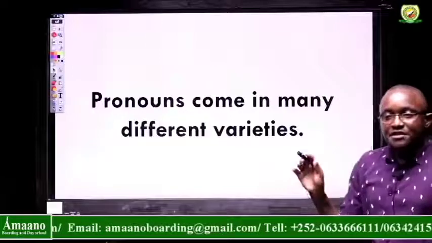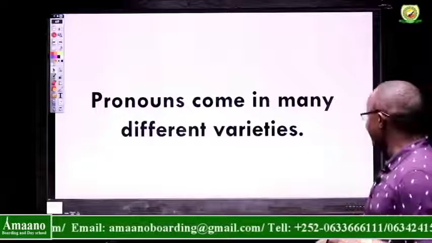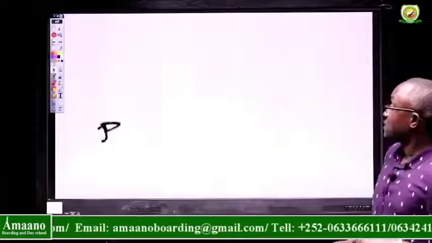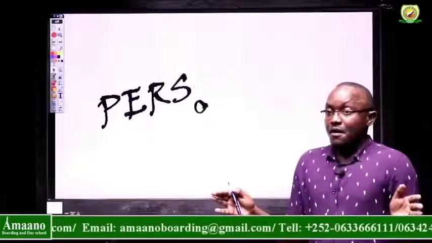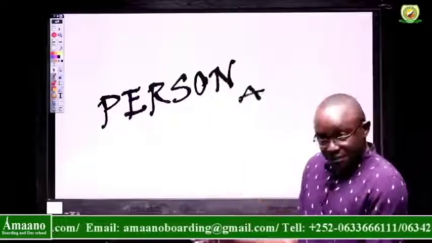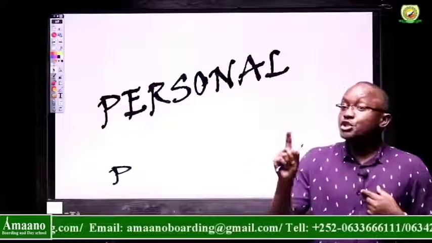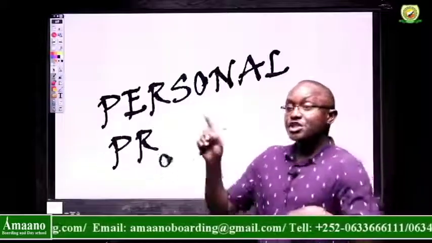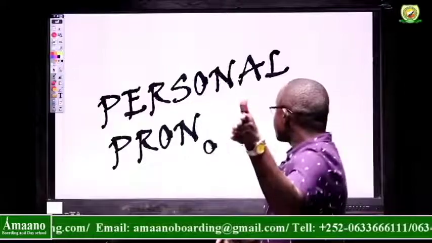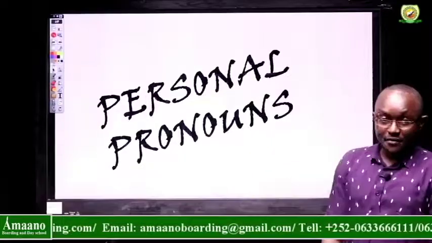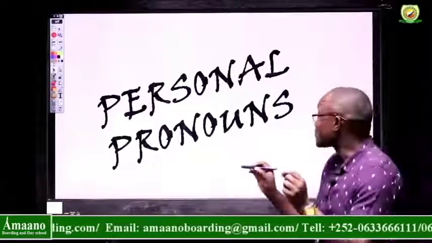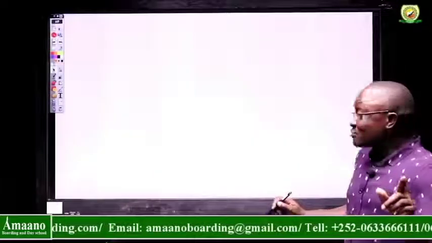Now they come in different varieties. Those are the kinds I was talking about. So let's see. The obvious ones, the ones that you know, the ones that I've mentioned: I, you, he, she, they, them. What do you call them? These are personal pronouns. So let's move forward and see.